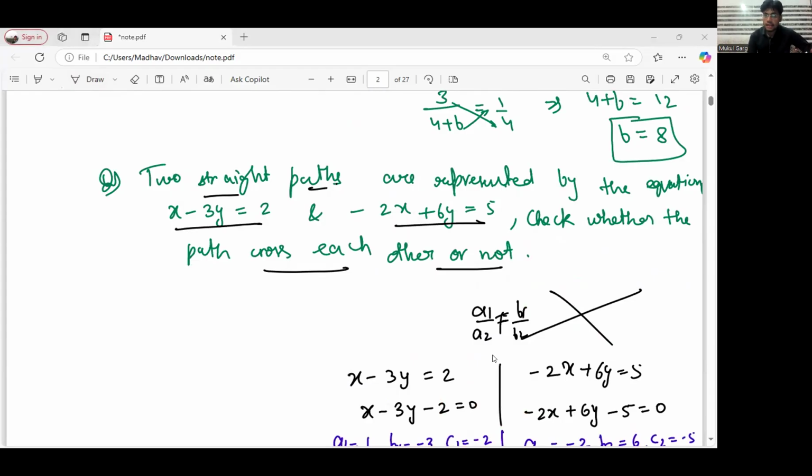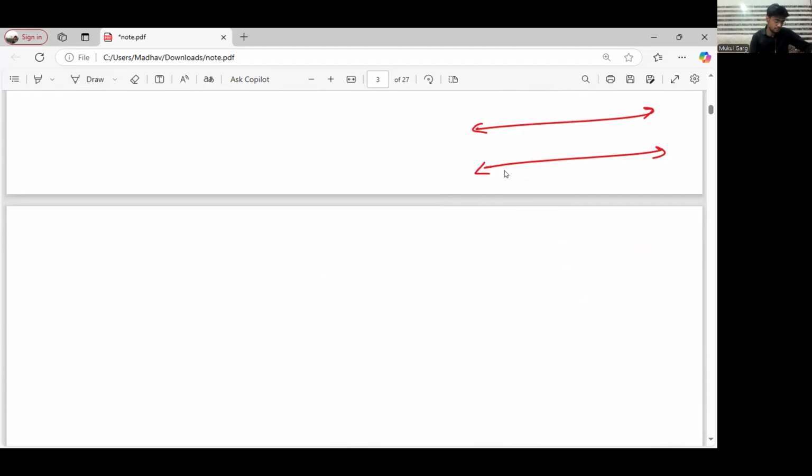Anyway, let's do the last question of today. Let's do one more question. I want to do a question for, let's say, intersecting lines. I will find one for intersecting lines.